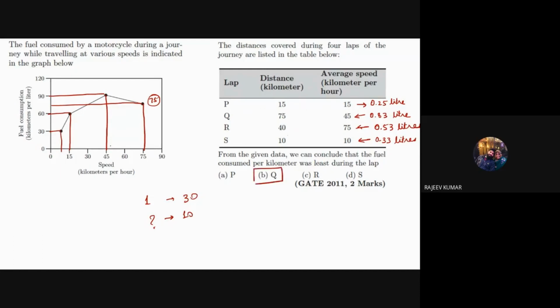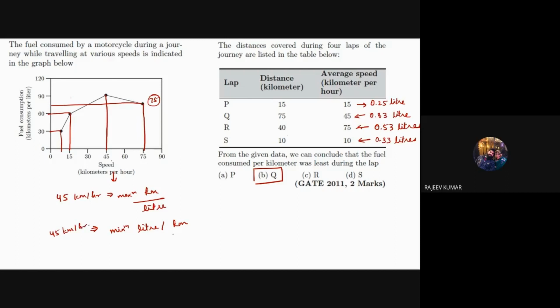The only reason is that when you're running at 45 kilometers per hour, the average speed, you're going to get the maximum kilometers per liter. Try to understand this part. From this, what we got is 45 kilometers per hour will give you maximum kilometers per liter. So this will also mean, if I take the reciprocal, it gives the lowest liters per kilometer. So maximum kilometers per liter or minimum liters per kilometer.